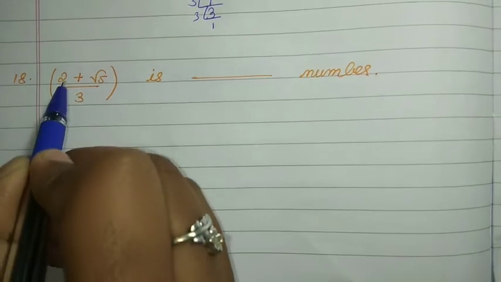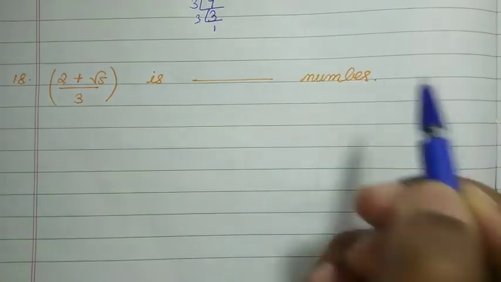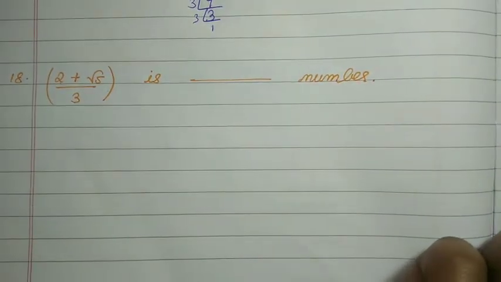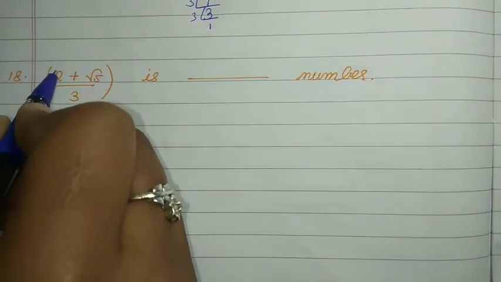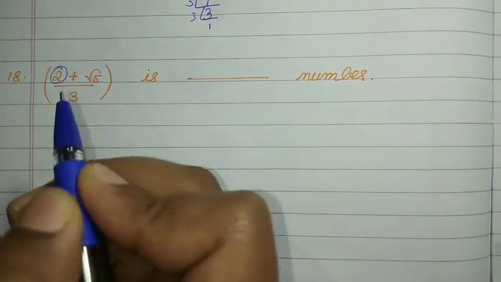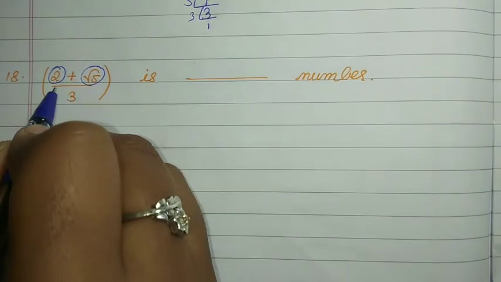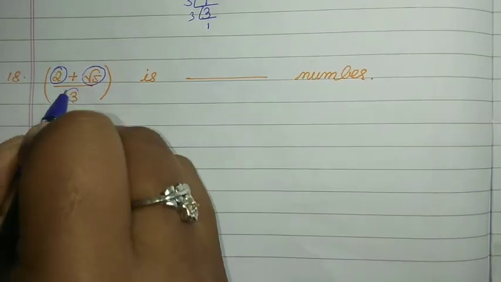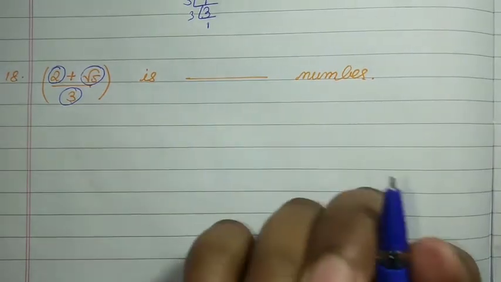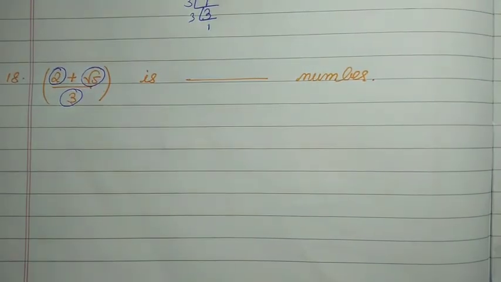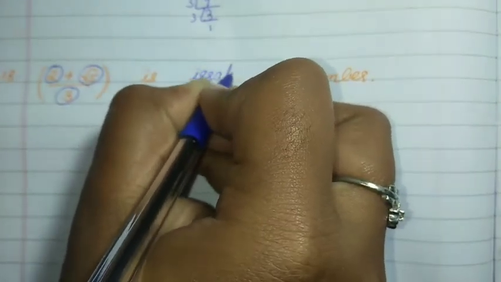Question 18. (2 plus root 5) whole divided by 3 is dash number. So here options are not given. So it is a fill in the blanks question. Here 2 is an integer. Okay, so here root 5 is an irrational number and this is divided by an integer. Addition, subtraction or multiplication with any irrational number is irrational only. So here the answer is irrational.